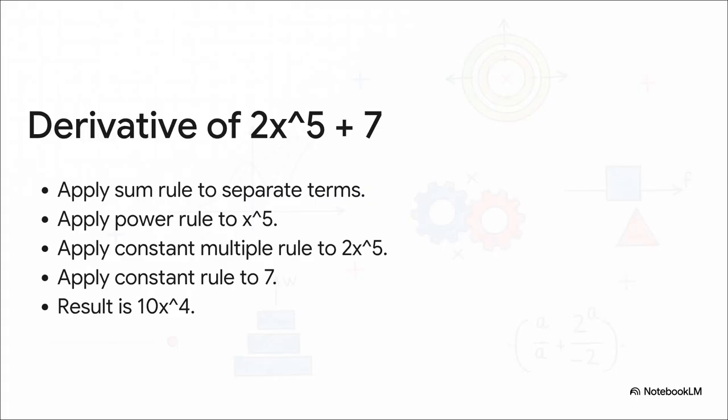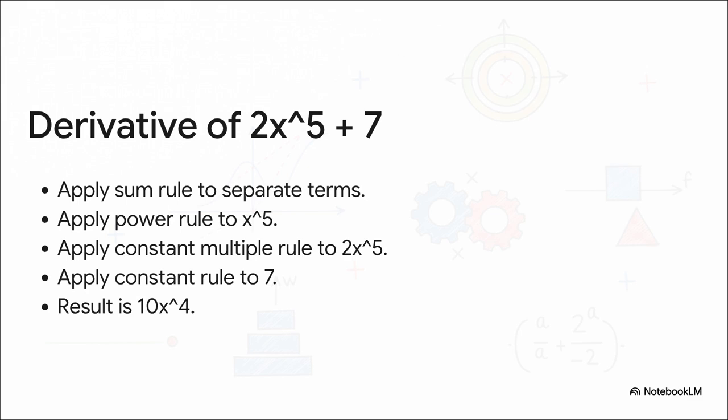Let's look at this in practice with a really clear example. Say we want to find the derivative of the function f of x equals 2x to the 5th power plus 7. First, the sum rule tells us we can look at the terms totally separately. So for the first term, we use the power rule. The 5 drops down, multiplies with the constant 2 that's already sitting there, giving us 10. The exponent reduces by 1, leaving us with x to the 4th. So that first chunk becomes 10x to the 4th.